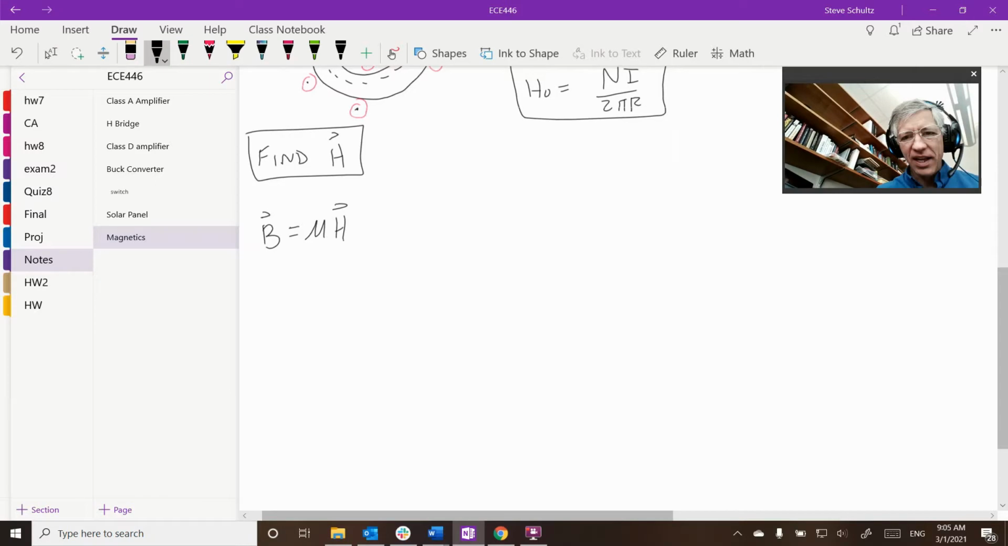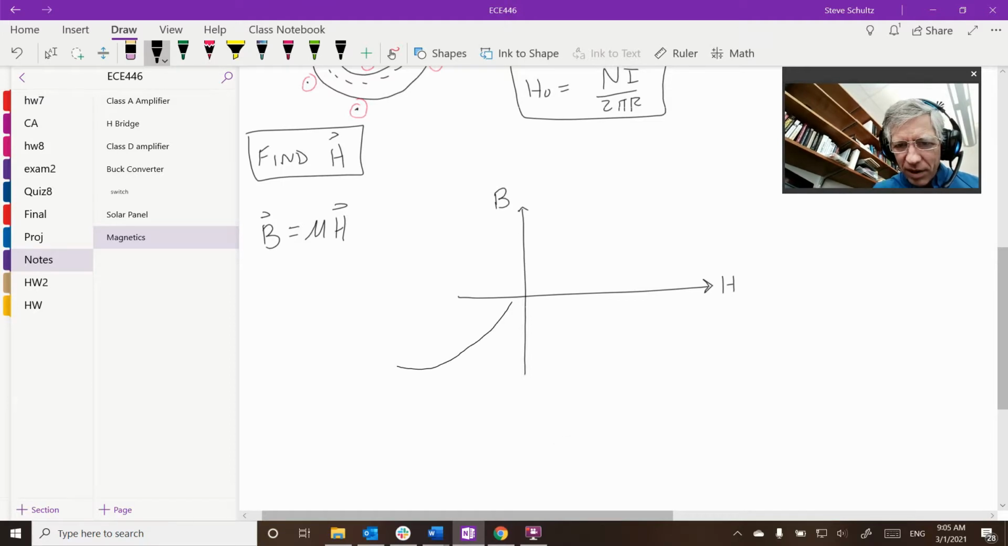So what is B, my magnetic flux density? What we have is this plot that is H as a function of B. And this is called my magnetization curve. Okay, and so typically what it looks like is we get a plot.